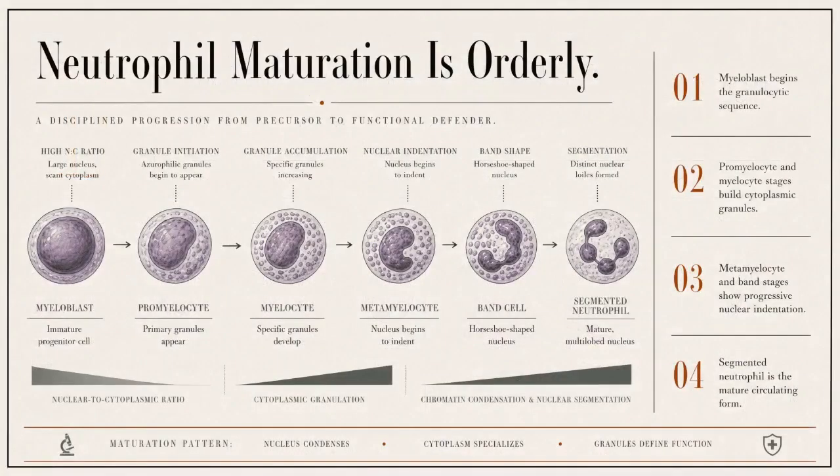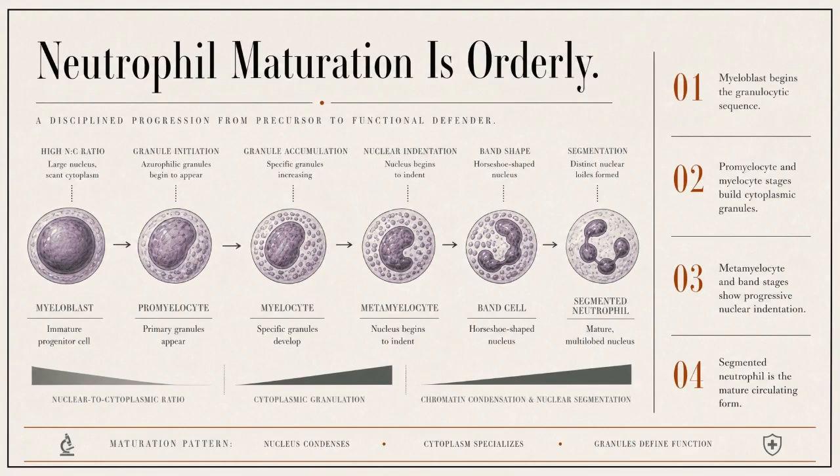Neutrophil maturation follows an orderly sequence that begins with the myeloblast and progresses through several stages. Each stage has characteristic nuclear and cytoplasmic features. Early cells have larger nuclei, finer chromatin, and more basophilic cytoplasm. As maturation continues, the nucleus condenses, becomes kidney-shaped, forms a band, and finally segments into lobes. Cytoplasm becomes less basophilic and more filled with neutrophilic granules.